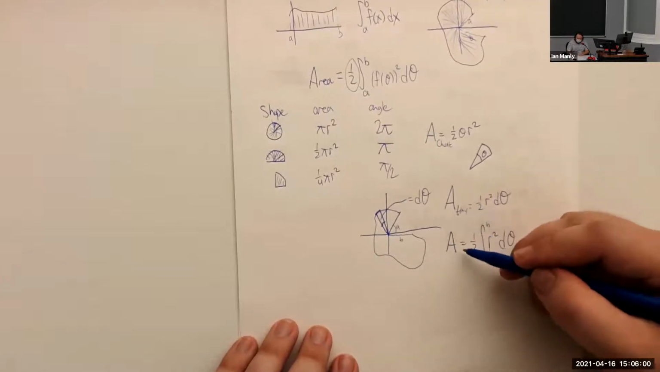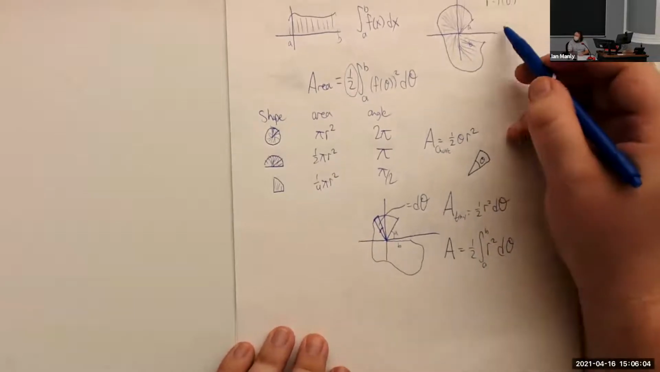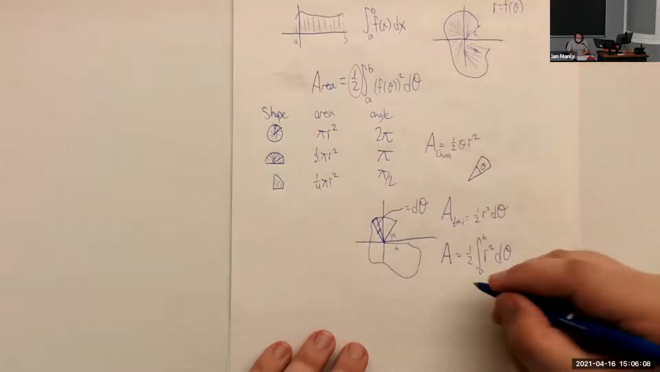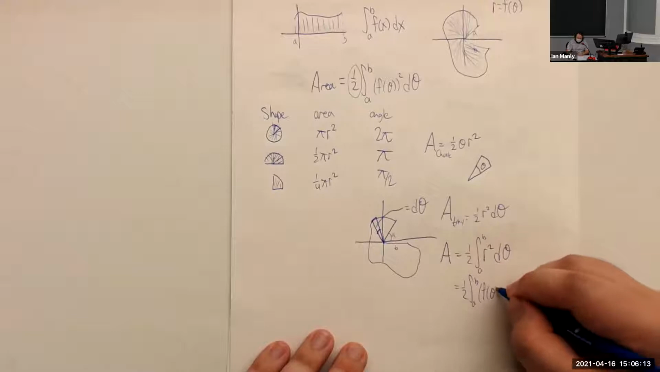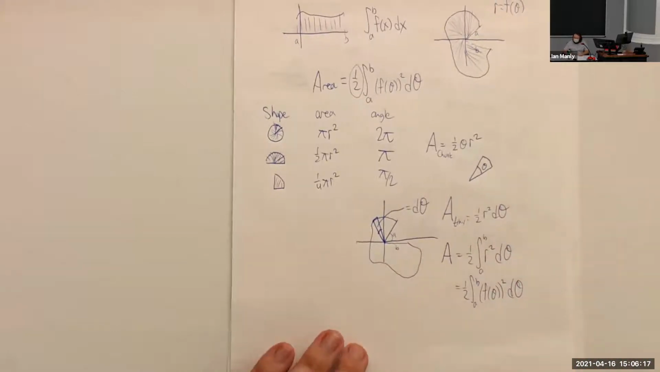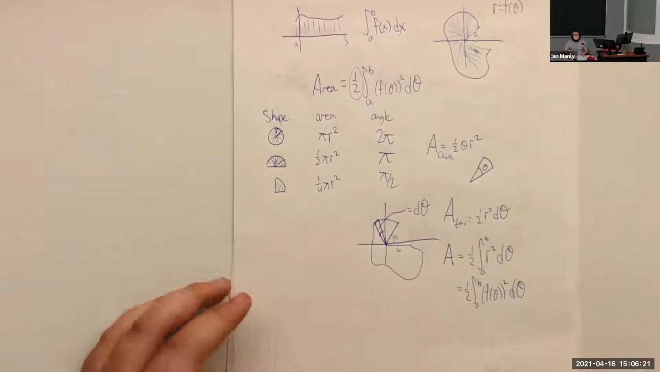So we add all the tiny chunks together and then it forms an integral like this. And then lastly, since r is equal to f of theta right here, we just have f of theta squared. So where does this come from? It comes from the area of a sector of a circle. So that's why it has this kind of strange form right here.